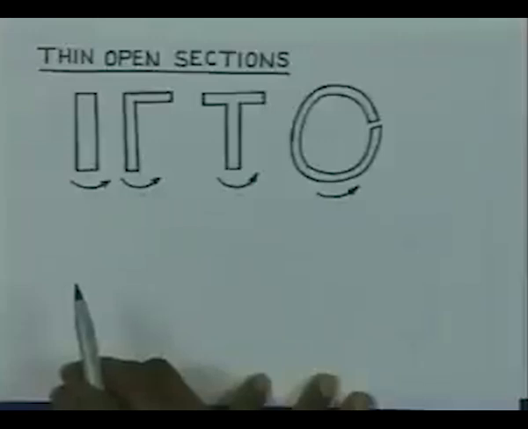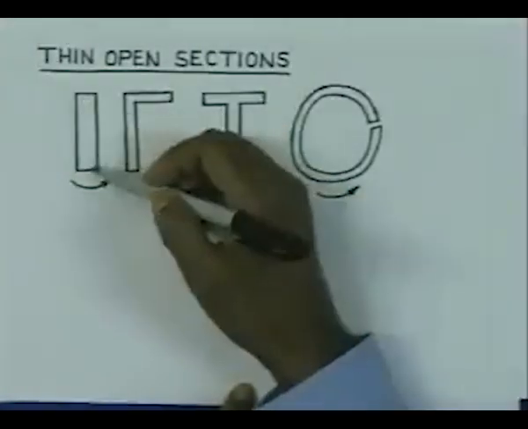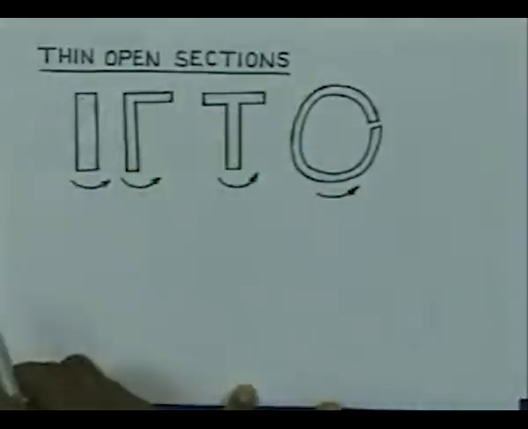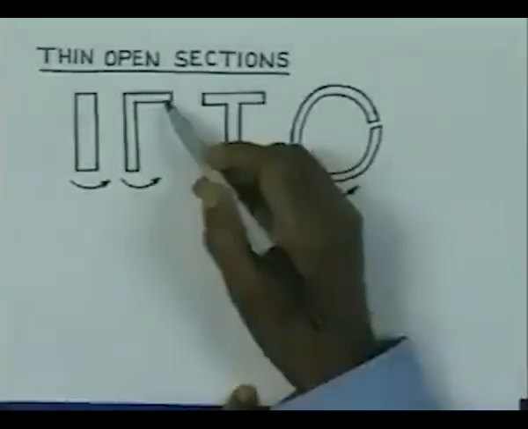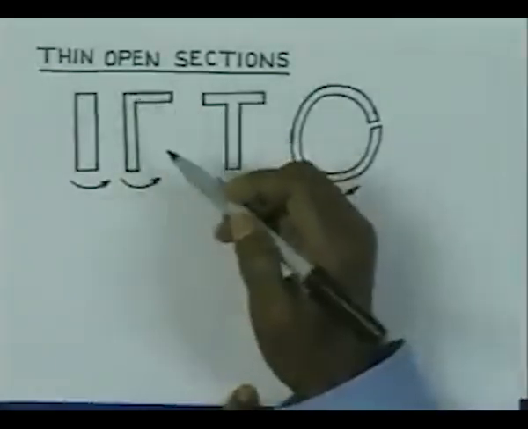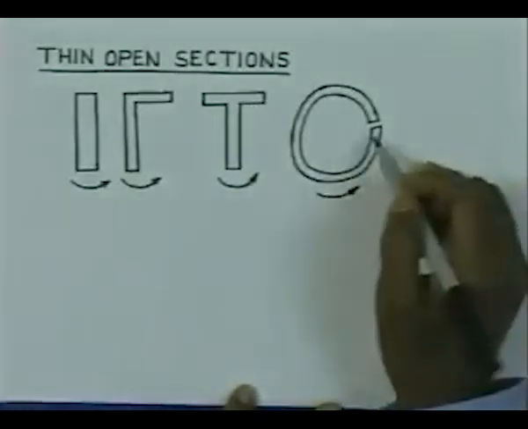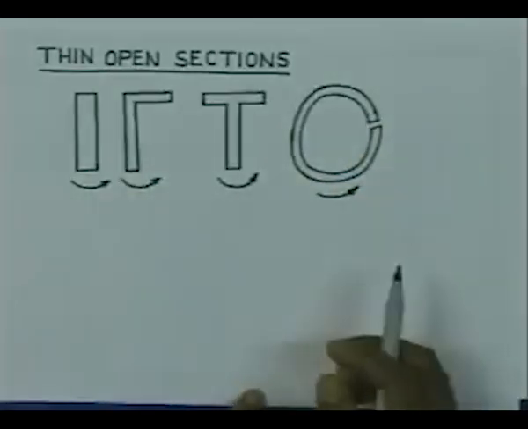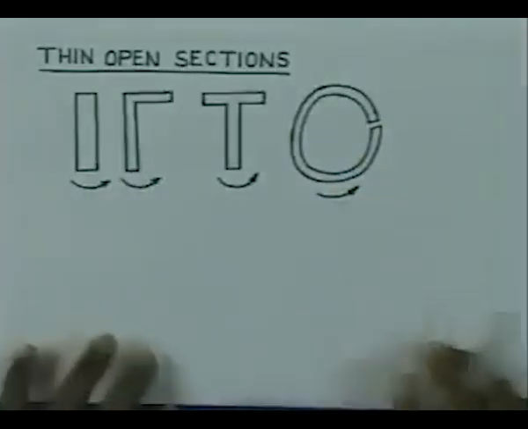Now, after considering closed sections, let us look into thin open sections. What do you mean by this? You have sections like this, very slender rectangular sections like this, or you can have sections of the L shape, or a T section, or a circular section, but it is not closed. So, these are examples of open sections. I would like you to consider the membrane analogy for these sections.